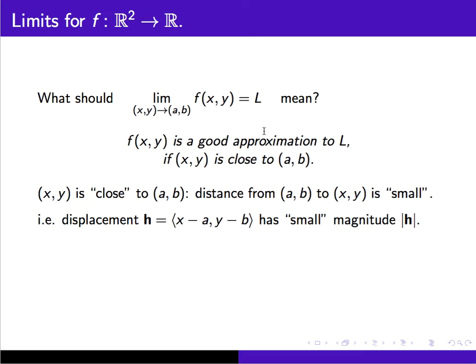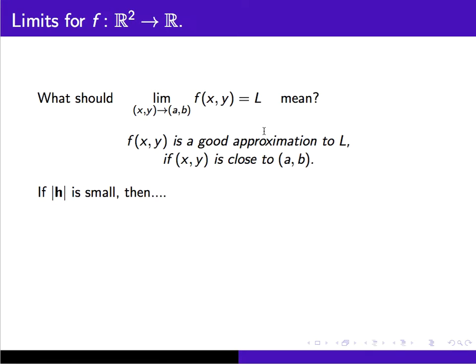Another way to say it: the distance from (a,b) to (x,y) is the magnitude of the displacement vector. So let's think about the displacement from (a,b) to (x,y), and call that h. To say that (x,y) is close to (a,b) means that the magnitude of the displacement vector is small. If the magnitude of the displacement vector is small, then we want to say that f(x,y) is a good approximation to L.